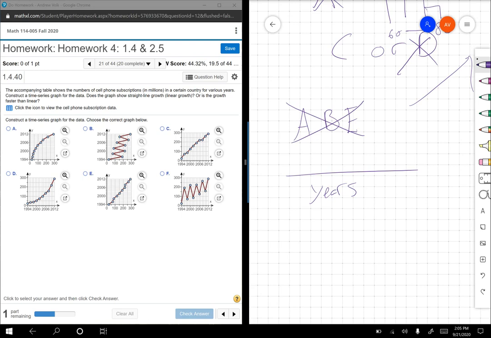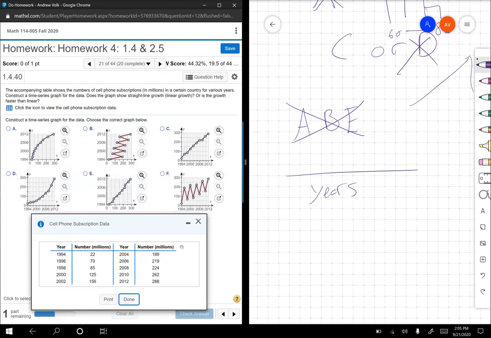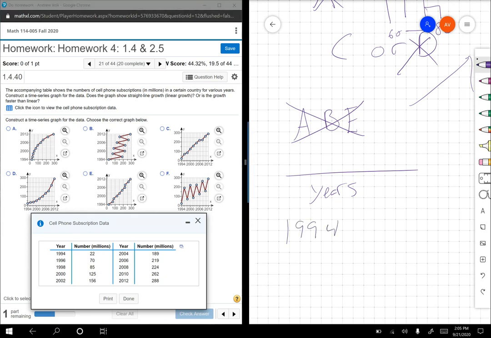So let's take a look at what the table says, and let's see what it matches. It says in, let's say, the year 1994, the number we got should be 22. So when we look at our choices, C, would we say that meets there? Yeah, it looks like it's definitely less than 50. So I'll say yes to that one. What about D? I would say yes to that one. And F, I would say yes to that one.